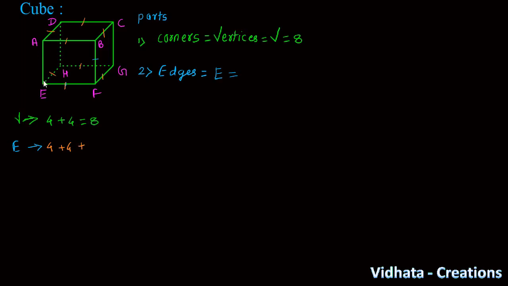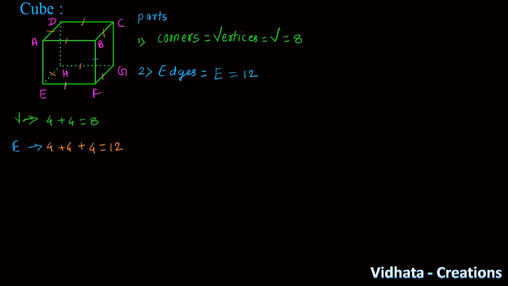What is left now? Here if you see the vertical edges, they are 4. So again vertical 4 edges are there. So in all there are 12 edges. How many edges are there? In all we have 12 edges. Got it?